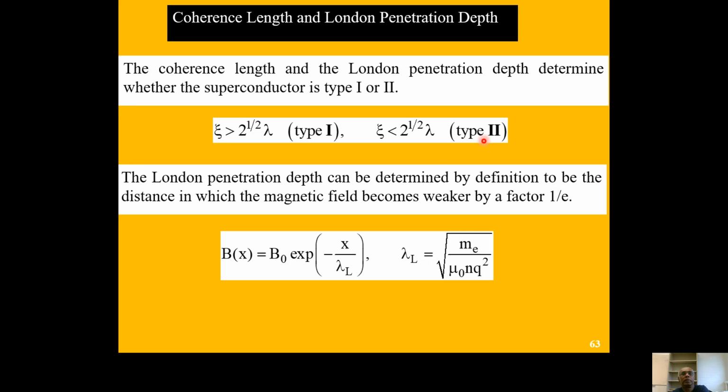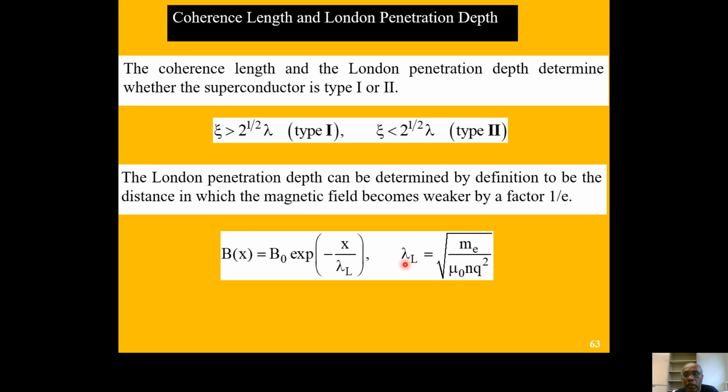So the ratio between the coherence length and the penetration depth determines what kind of superconductor you have. Everybody should remember the B field is going like this one, right? B0 e to the minus x over lambda.